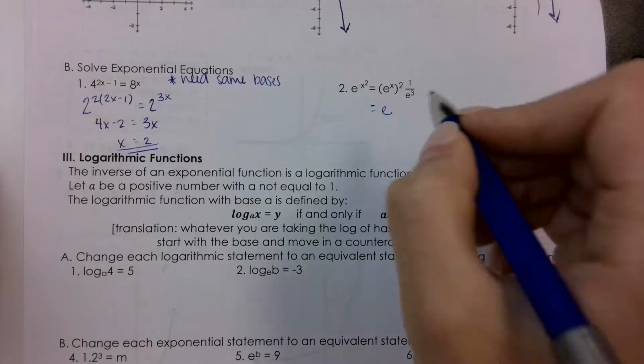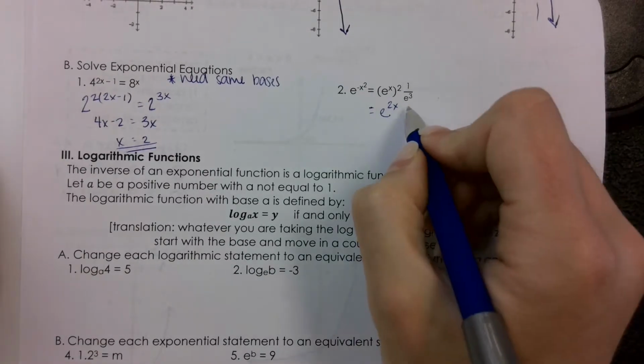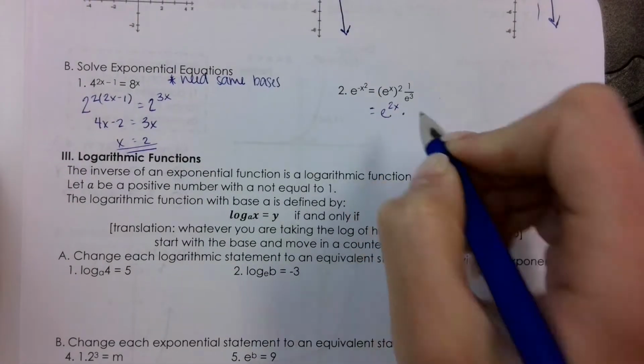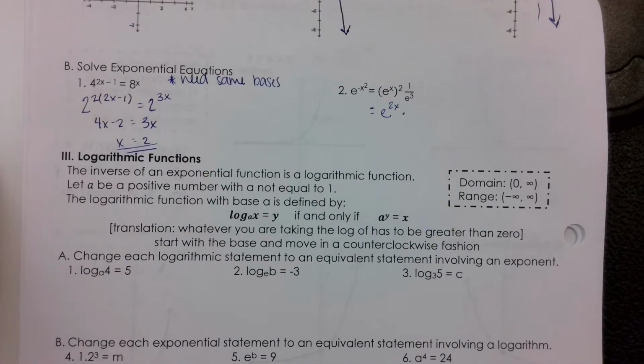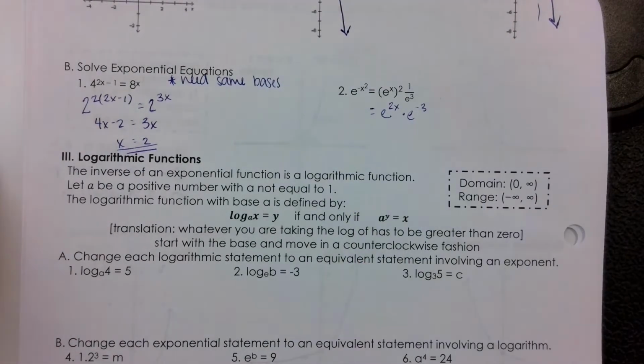E to the what? When you have a power to a power, what do you do? Do we know exponent rules? Nope. Cool. So when you have a power to a power, you multiply. When I'm teaching my Math 1 kids that, I make them say it: when you have a power to a power, you multiply. So if you need to do that, you should do that to remember it. So power to a power, you multiply, so that's going to give you 2x there. Is that okay? Then how could you rewrite 1 over e cubed?